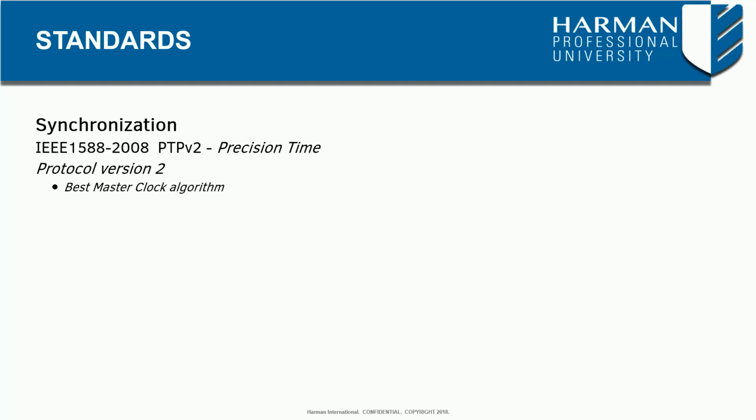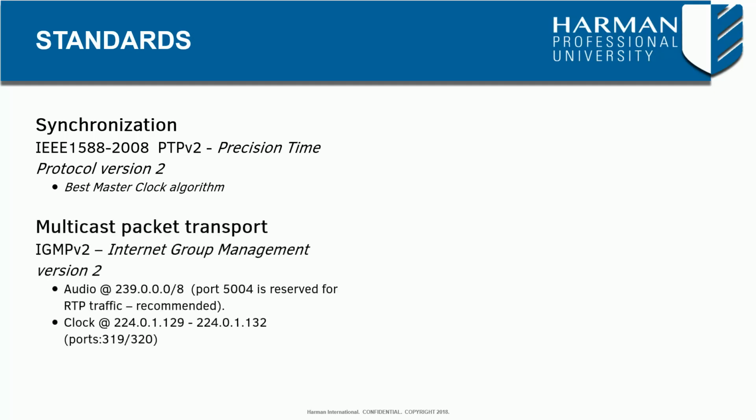A second standard used by AES67 is multicast packet transport through the use of Internet Group Management Protocol version 2. There are two multicast streams. Audio is published across the 239.0.0.0/8 range, commonly on port 5004 as it is reserved for RTP traffic. The clock is distributed over 224.0.1.129 through 132 multicast range on ports 319 and 320.